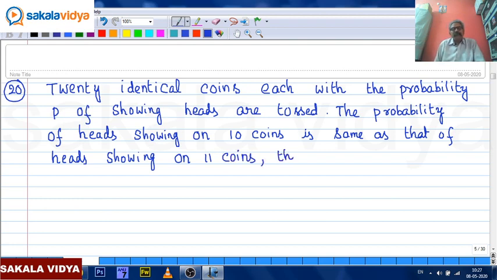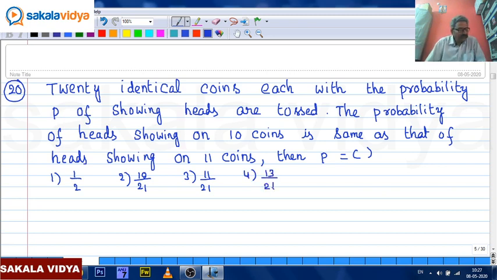Then P is equal to, what is the probability of success? P. First option 1/2, second option 10/21, third option 11/21, fourth option 13/21. Right.